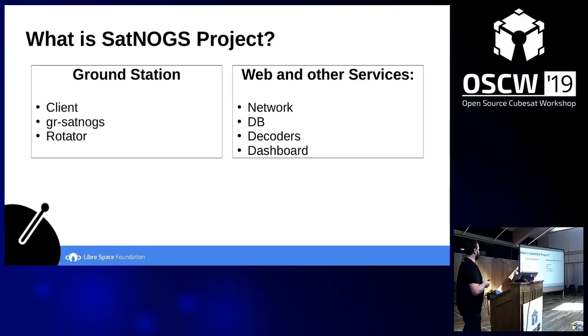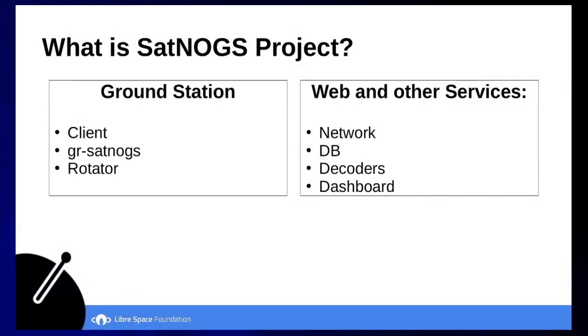So what is the SatNOGS project? It has two separate parts. It's the ground station, which is mostly the software and hardware that controls a ground station, and the next part is the web services and some other services that make the connection between a single ground station and other ground stations, so to make a network. So let's see what we have done and what we have achieved the previous year on all these components of the SatNOGS project.